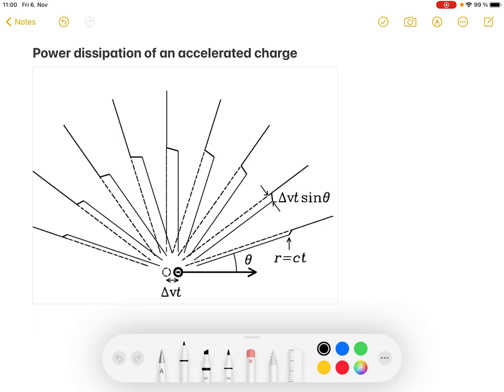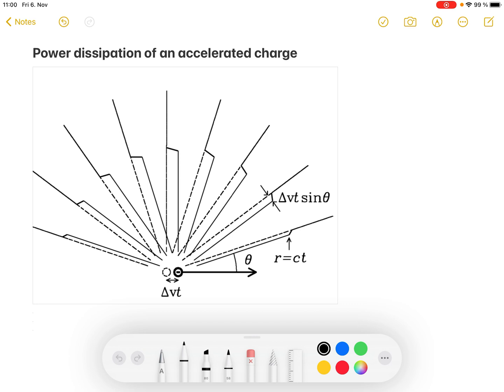Hello everybody, today I'll talk about the power dissipation of an accelerated charge. So we have here a charge at the center of this diagram with radial field lines, which is accelerated during a short period in time, which is delta t, to a speed delta v.